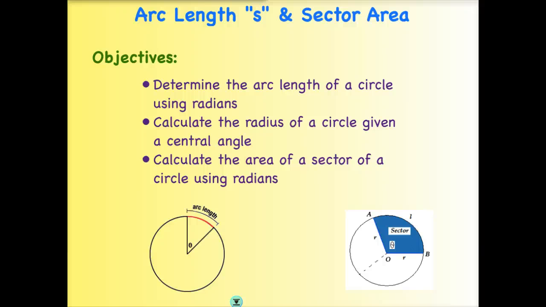In this lesson, we will be looking at arc length, defined by S, and sector area. Our objectives will be to determine the arc length of a circle using our radian measure, as well as calculate the radius of a circle given a central angle, and finally to calculate the area of a sector of a circle, again using our radian measure.